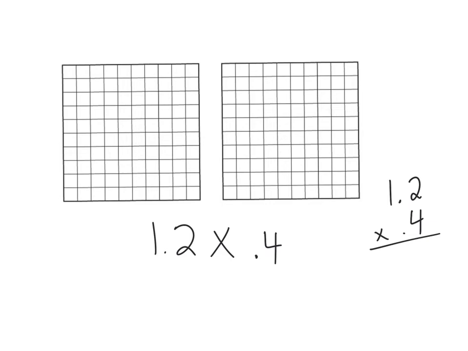Well, we can work it. 4 times 2 is 8. 4 times 1 is 4, so it was 48. I'm going to make my jumps here with my decimal, and so right off the bat, I should see 48 hundredths as an answer at the end of this. All right, let's think about modeling this one.